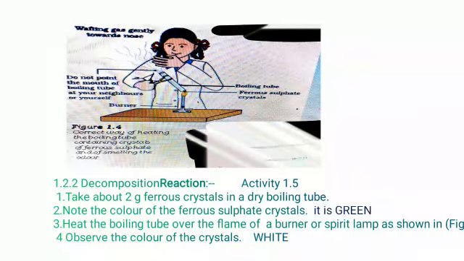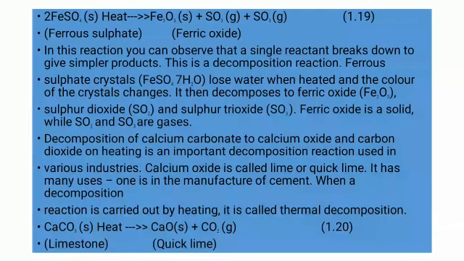The next type of chemical reaction is decomposition reaction. In activity 1.5, we take ferrous sulfate crystals which are green in color and heat them in a boiling tube over the flame of a burner or a spirit lamp for some time. What did we observe? We get a white powder of Fe2O3, that is ferric oxide, along with SO2 and SO3, which are gases.